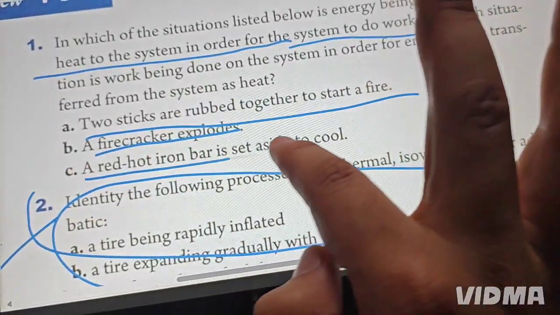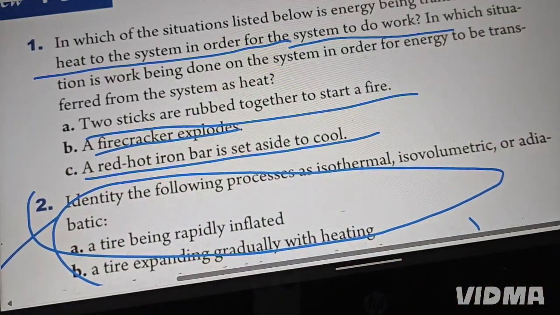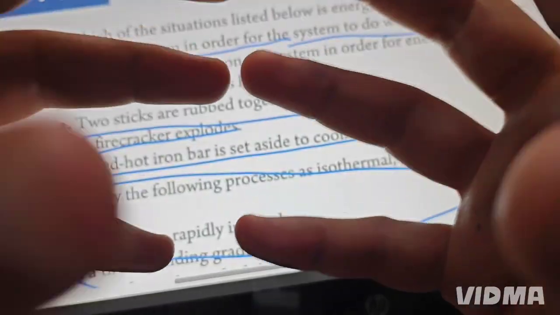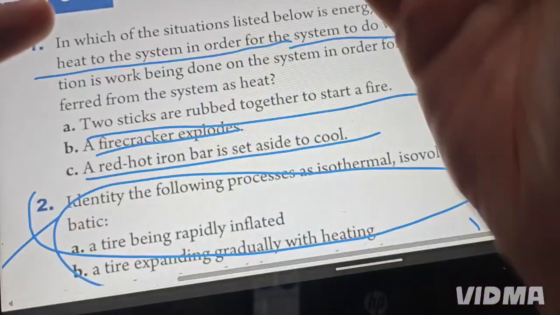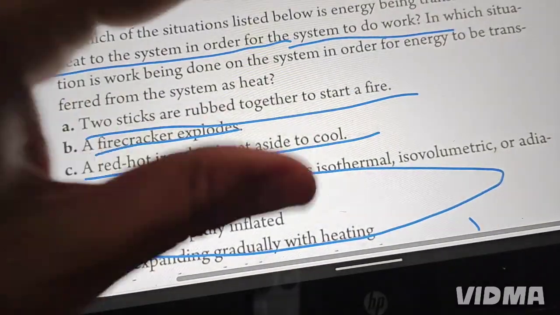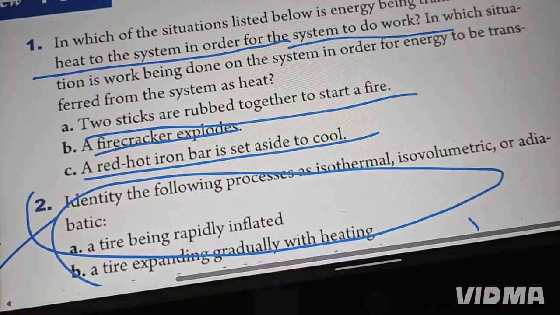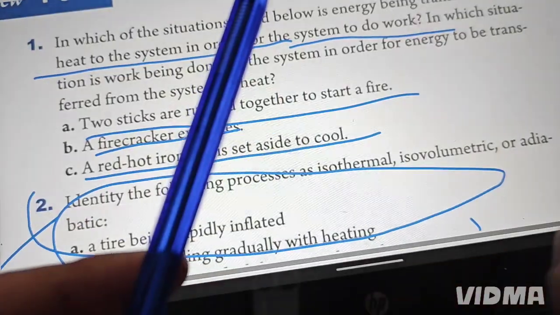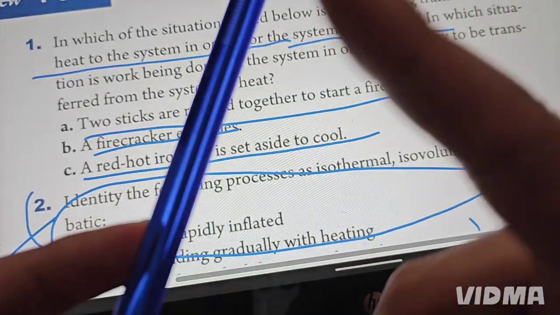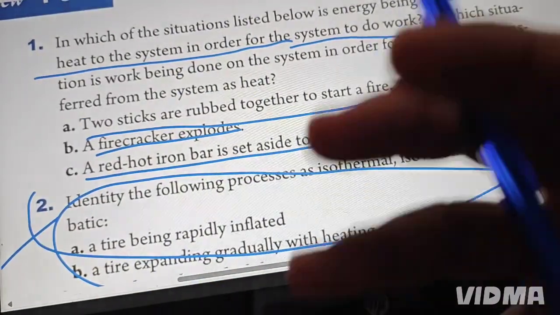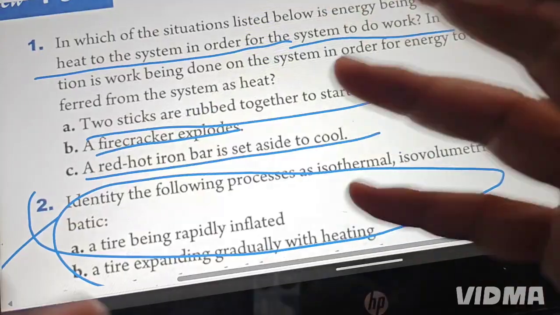The last one, a red hot iron bar is set aside to cool. For example, I'll explain in case you don't understand. We have tea or coffee, some liquid at a hot temperature. Before drinking it, you can leave it. After 1 hour, you see that the temperature of this liquid decreases, it becomes cold. Why? Because the tea transfers energy from the higher temperature, the tea, to the lower temperature, the air. It transfers its own energy from high to low. That's why with time it loses its energy, so the temperature of the tea decreases.